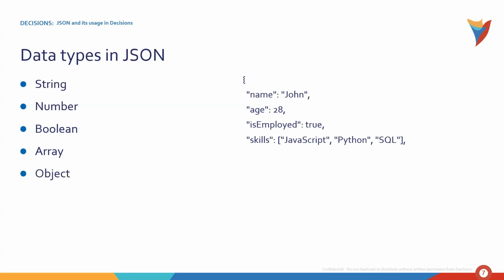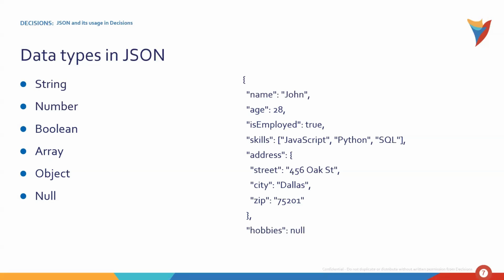Object. It is, in JSON, a collection of data items within curly braces. Here, the data items street, city, and zip enclosed within the curly braces form an object, which is associated with the key address. Null indicates the absence of a value. In this example, hobbies is associated with null. Please note that null is not the same as 0.